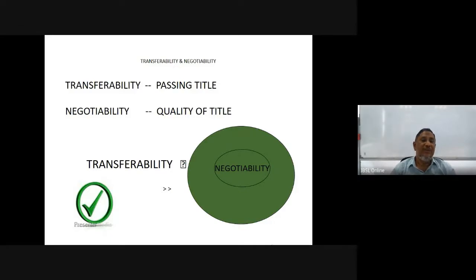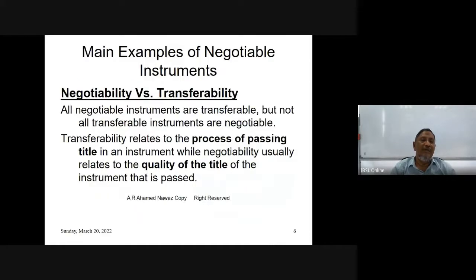Negotiability is a legal quality. If you look at it, transferability is the outer circle, and negotiability is the inner circle, the quality. So it will not affect the transferability. All negotiable instruments are transferable, but not all transferable instruments are negotiable. Right?